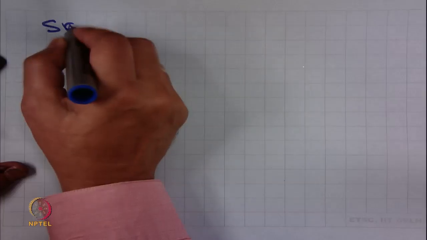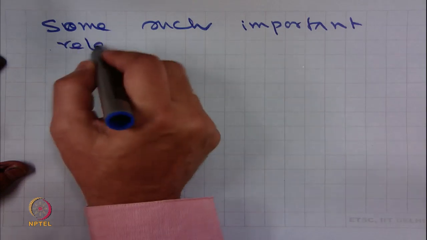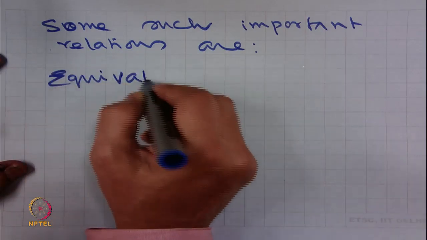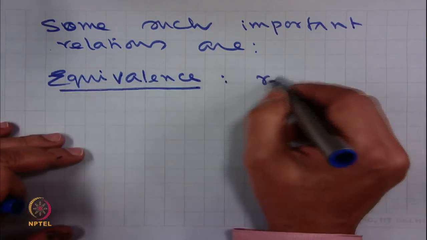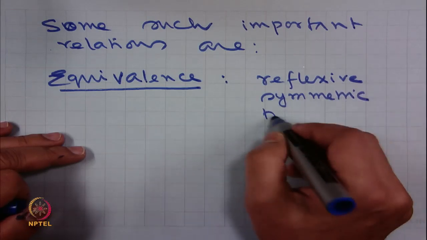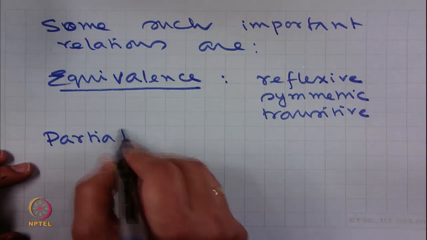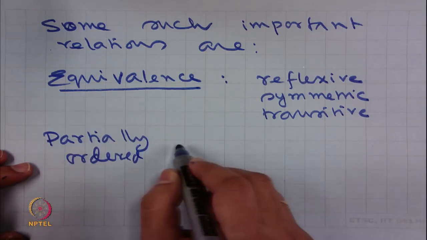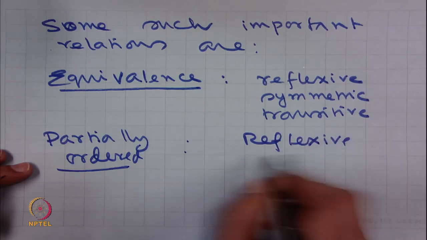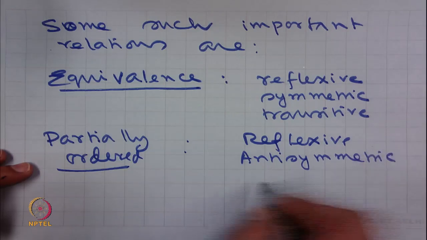Some such important relations are the equivalence relation, which is reflexive, symmetric and transitive. Another one is partially ordered, which is reflexive, antisymmetric and transitive.